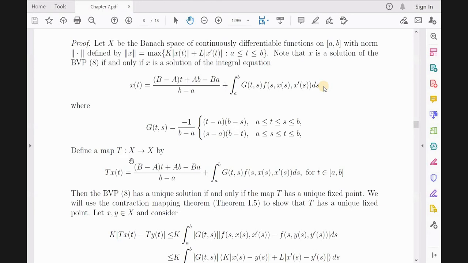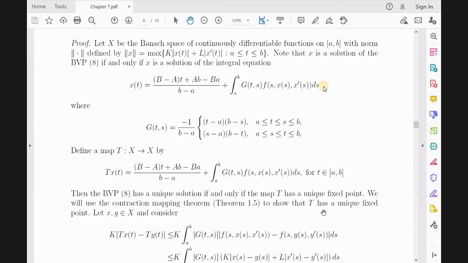Define a map T from X to X by T x of t is (b minus a) into t plus ab minus ba over b minus a plus integral from a to b of G(t, s) f(s, x(s), x'(s)) ds, for t belonging to [a, b]. Then the given boundary value problem has a unique solution if and only if the map T has a unique fixed point.